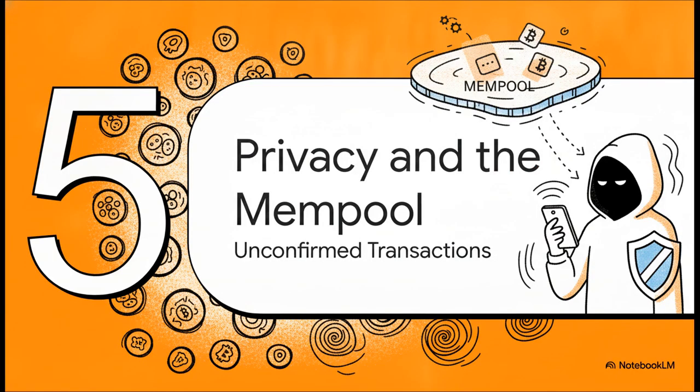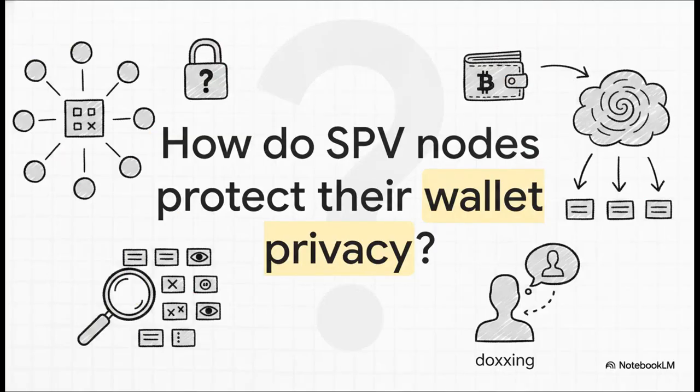And finally, Section 5, Privacy and the Mempool. We are zooming all the way down to the microscopic data layers now. Think about this for a second. If an SPV node doesn't have the whole blockchain, it has to constantly ask its peers for specific transactions related to its own wallet. But if you're constantly doing that, how do you avoid doxing your identity to anyone who might be monitoring the network? Because if you ask for exact addresses, suddenly everyone knows exactly what you own.